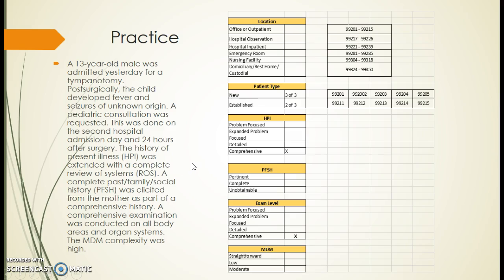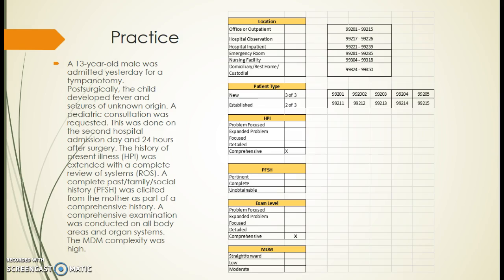Okay, so the last one that I have is a 13-year-old male who was admitted yesterday for a tympanotomy. Post-surgically, the child developed fever and seizures of unknown origin. Pediatric consult was requested. This was done on the 2nd day of hospital admission and 24 hours after surgery. History of present illness was extended with a complete review of systems.